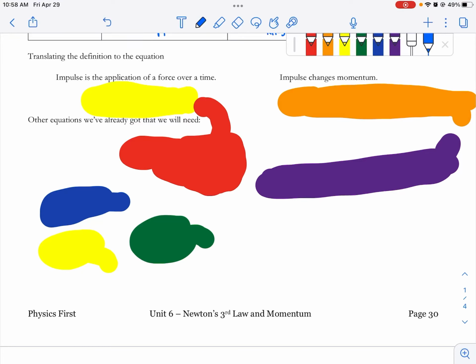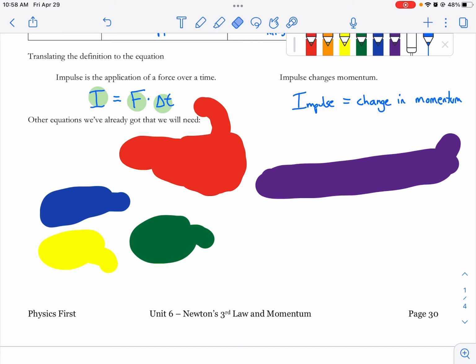Okay, so let's take a look at the equations that we're going to be using now. Remember, impulse is the application of a force over time. Impulse equals force times time. Impulse changes momentum, so impulse is the change in momentum.